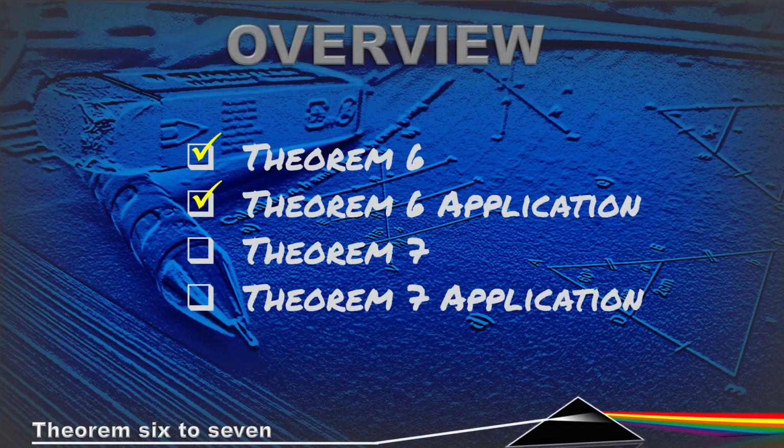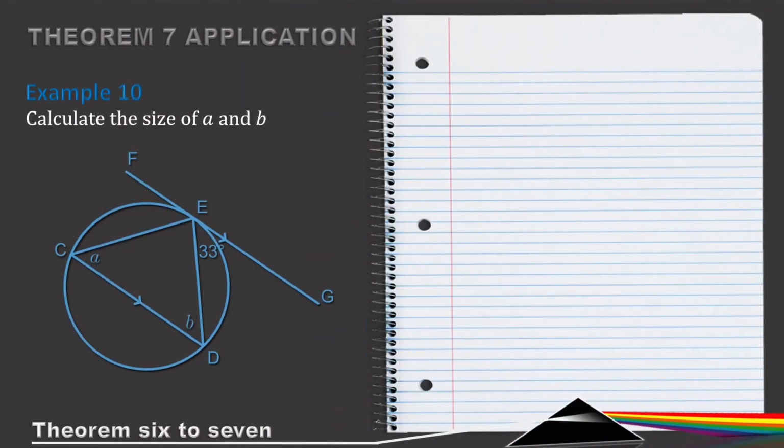Alright, so Theorem 7, now all we need to do is just the problem sums on Theorem 7. So for example 10, we are going to calculate the size of A and B. Very straightforward. A, we've seen in this theorem that this is our angle between the tangent and the chord, and this is the angle that is subtended by the chord, so that means they are equal. So A is equal to 33 degrees, and my reason is tan chord theorem.